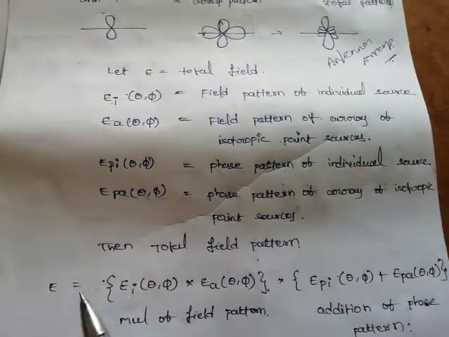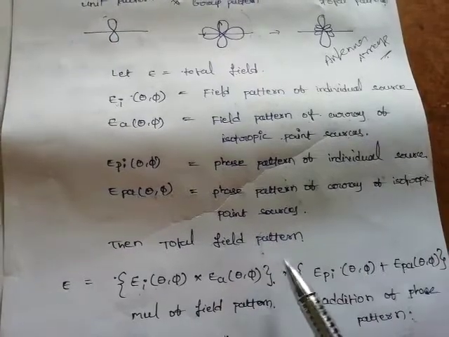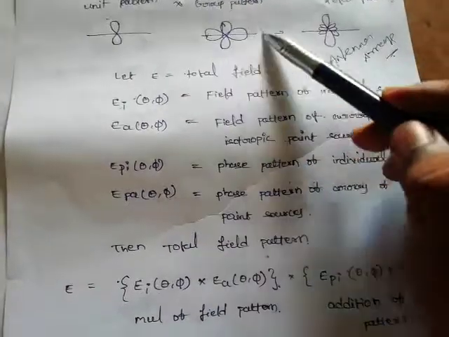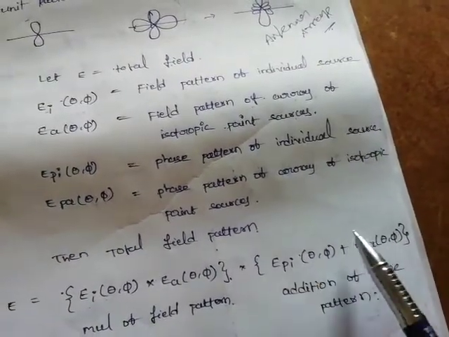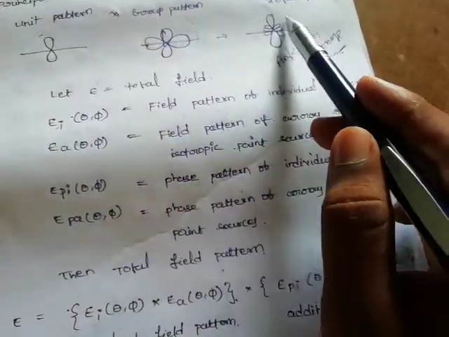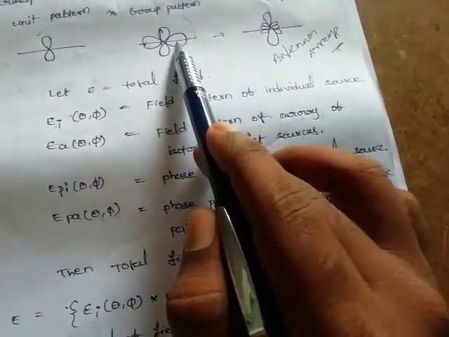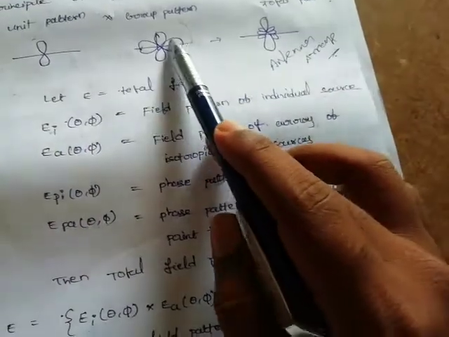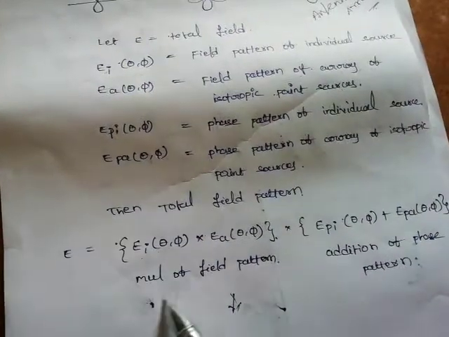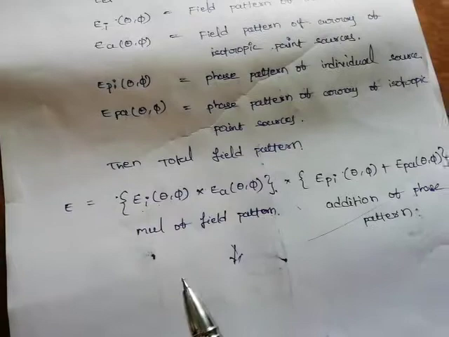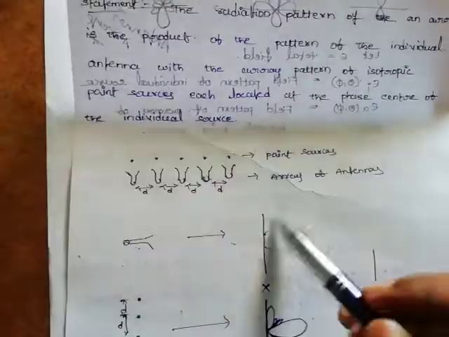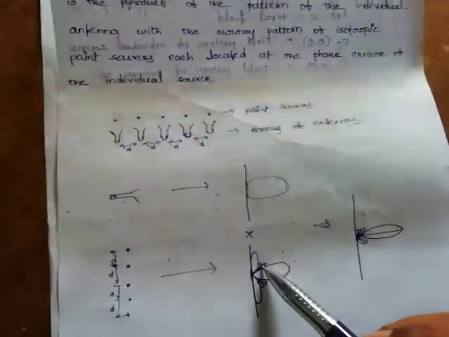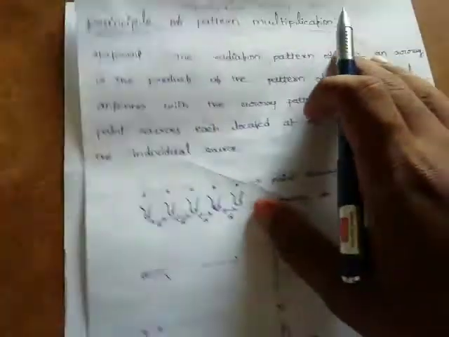Then the total field pattern is E equals EI of theta comma phi times EA of theta comma phi, that is, the individual field pattern multiplied with the array field pattern. Here we have included the phase pattern also: when we get the resultant pattern, with the multiplication of these two patterns, we have to add the phase pattern of the individual source and the phase pattern of the array. Then you will get the total electric field pattern equation like this. I think you understood this. The principle of pattern multiplication means the radiation pattern of an array is the product of the individual antenna pattern and the group of point sources pattern, which gives the resultant pattern.